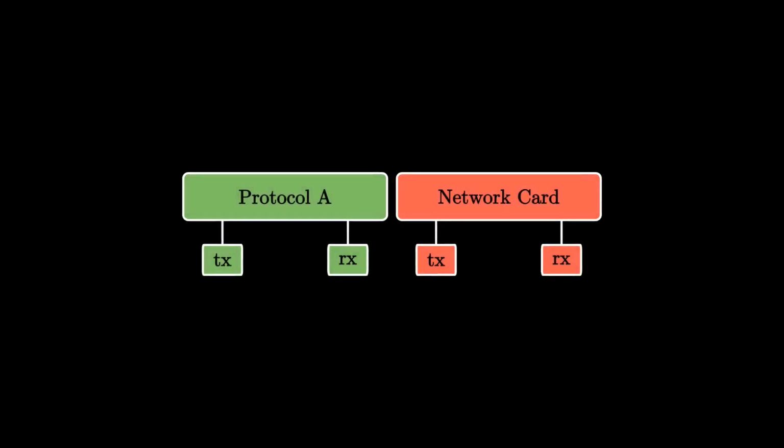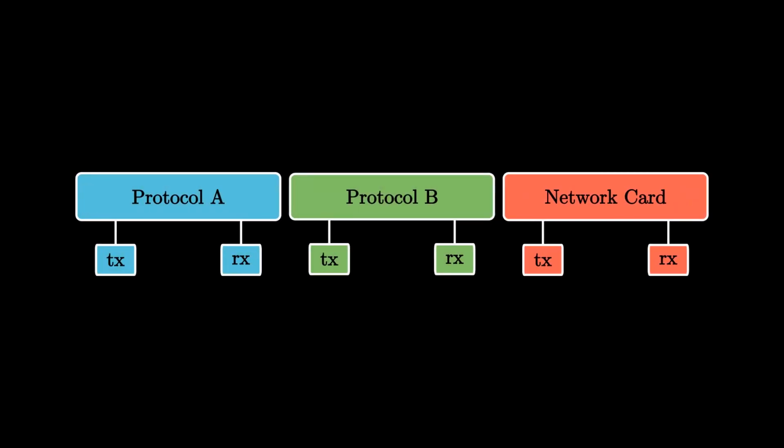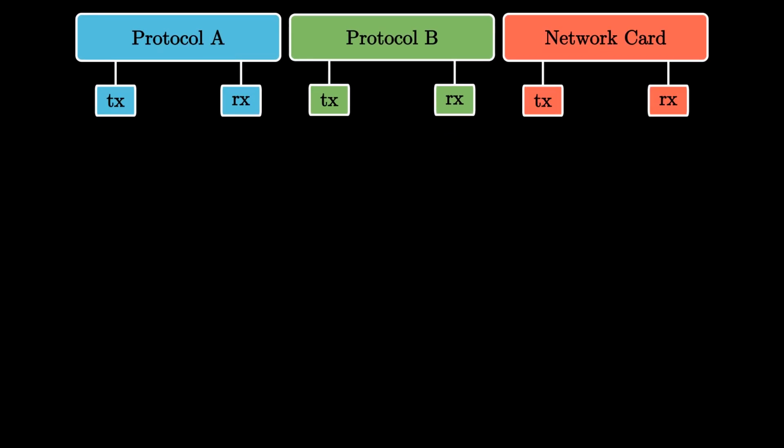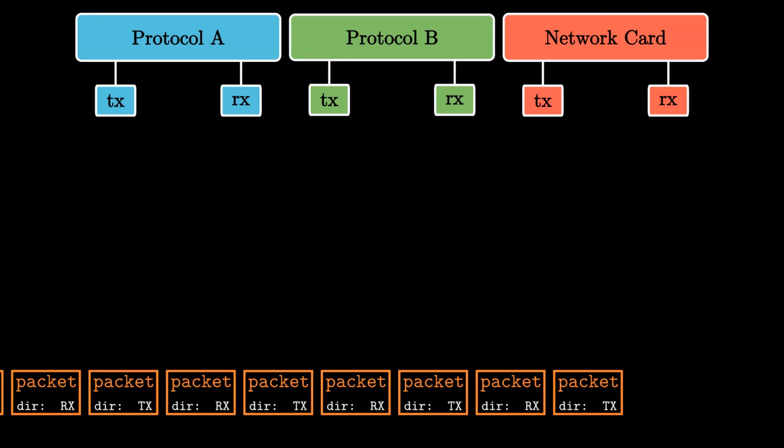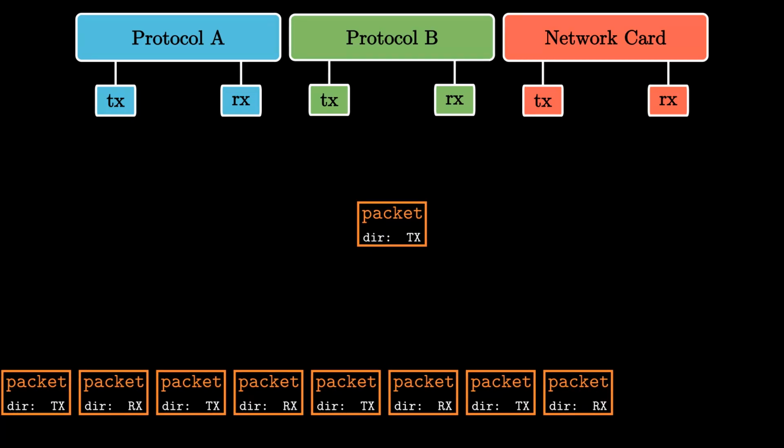We have a protocol here and the network card with the tx and rx functions showing. Let's now register a new protocol, protocol B, and add it to the list. We maintain a list of registered protocols that packets can be passed to. The next structure that the protocol manager maintains is a queue of packets that need processing through the networking stack. Let's pick out the first packet that is at the head of this queue.